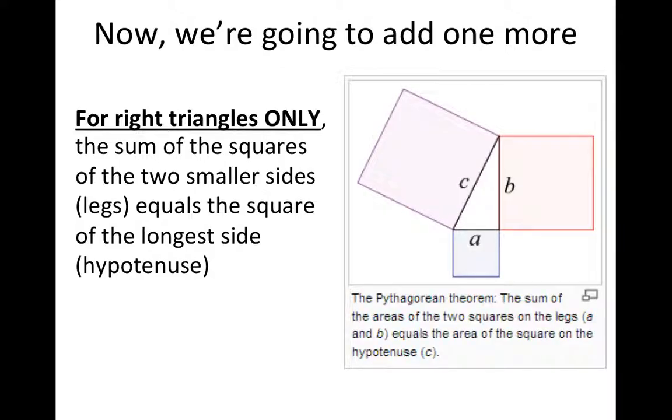And here it is visually. So you can see that if I figure out the area of that blue square and that red square and add them up, it's going to be the same as the area of that purple square. Because a squared plus b squared equals c squared.